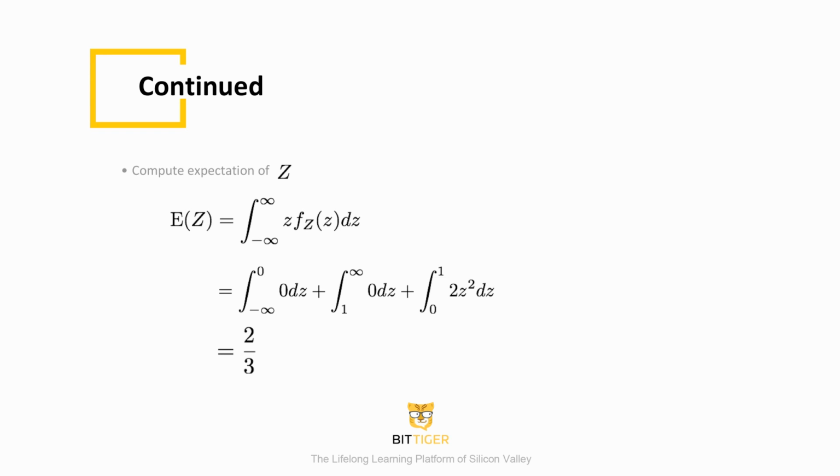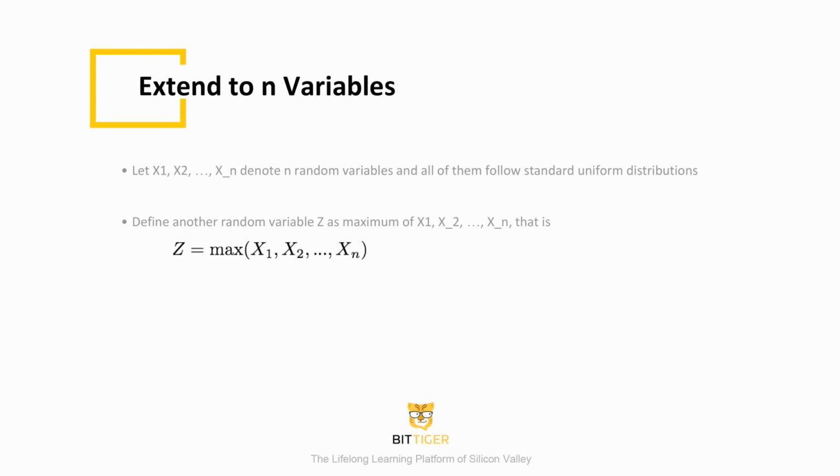After getting the PDF of z, computing the expectation of z becomes straightforward. The expectation of z equals the integral of z times its PDF, which equals 2 over 3. So the expectation of the maximum of x, y equals 2 over 3 if both x and y follow standard uniform distribution. Now we extend the above solution from the maximum of 2 random variables to the maximum of n random variables. Here n is greater than 2.